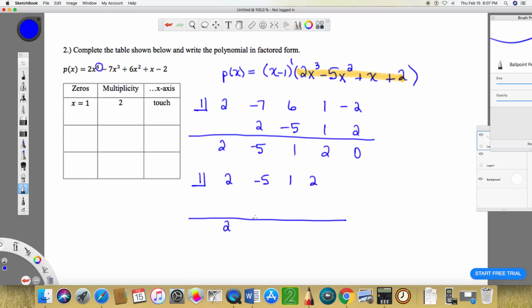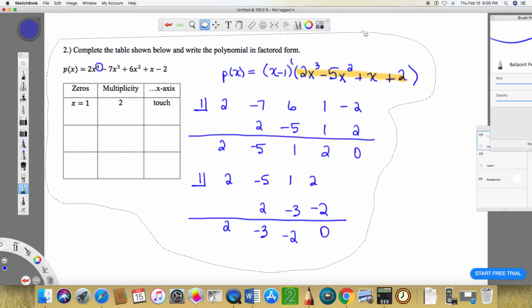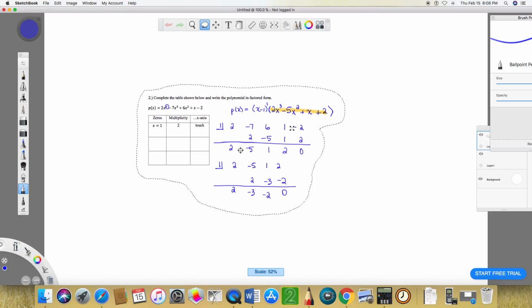Bring down the 2, multiply by 1. Bring down negative 3, multiply by 1. Bring down and multiply by 1. So what do you know? I get a 0 there. So that's going to help me a lot, because now I can factor what I've highlighted over here in gold.